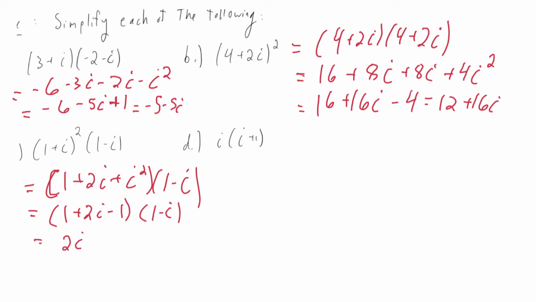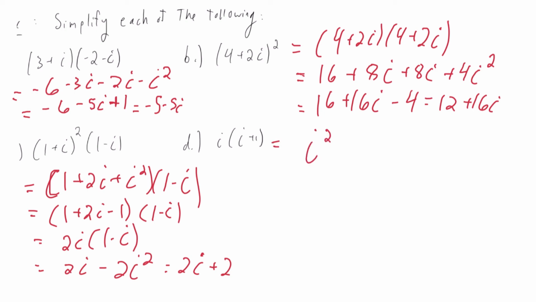So I have 2i times 1 minus i. And now I have 2i minus 2i squared. So 2i plus 2. And here I just distribute and get i squared plus i, so -1 plus i.